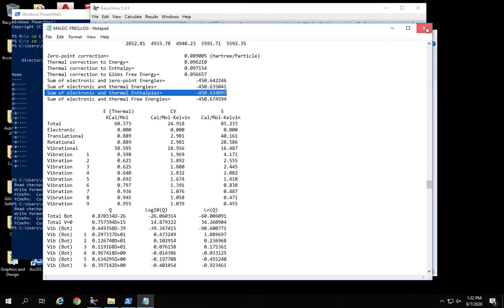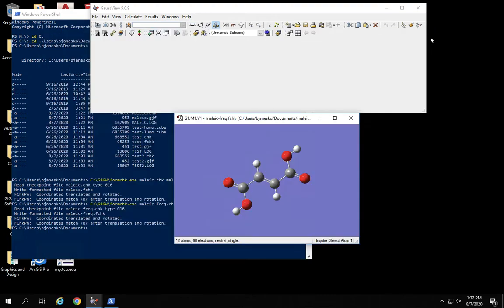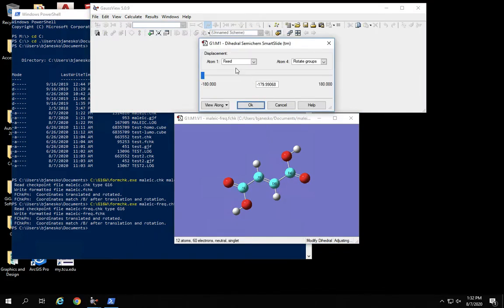Now what about the other conformer? This will be the last step that you need, and I'm just going to show you how to start. So we can take this optimized geometry, and we can use this modify dihedral tool to rotate about this double bond. This is going to be our second conformation.